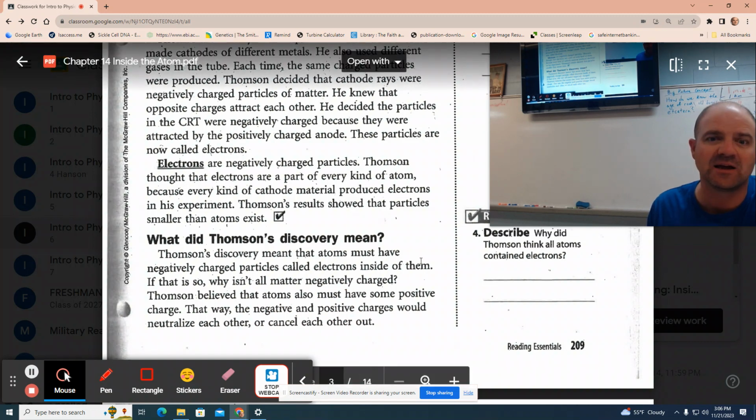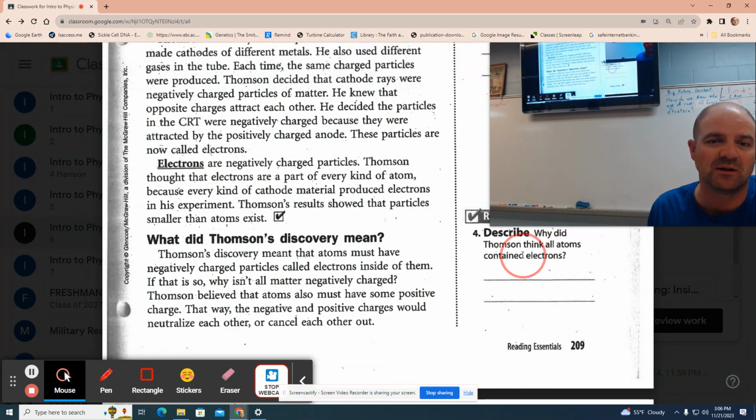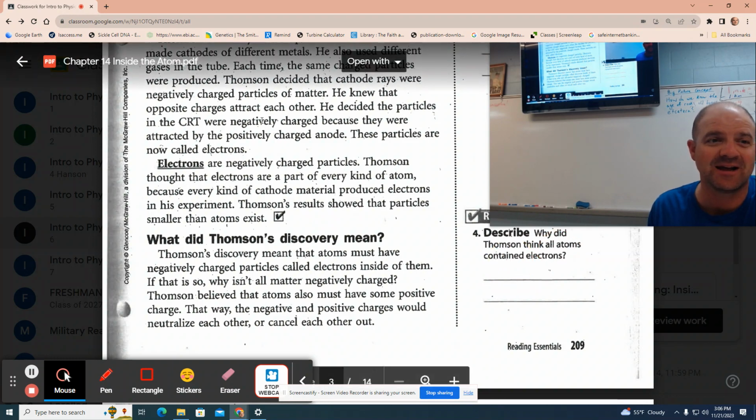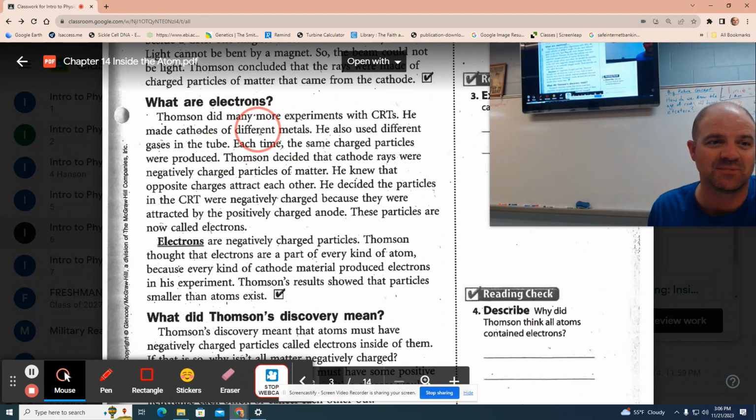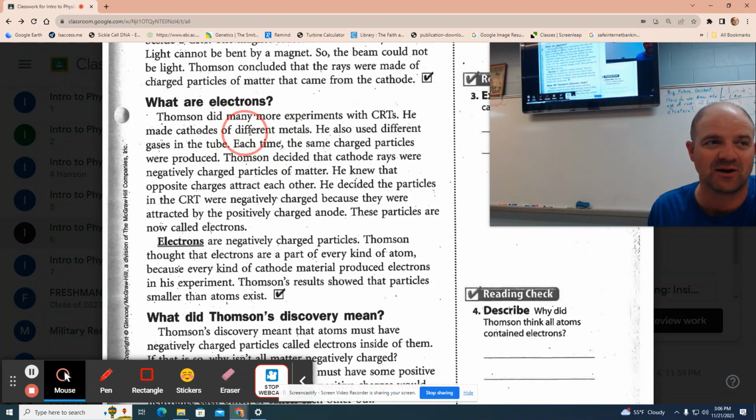Describe, number 4 on the side: why did Thomson think all atoms contained electrons? Because he tried a bunch of different materials, and no matter what he tried, they kept releasing those negatively charged particles. So if everything he tries keeps on doing it, it stands to reason that all atoms have them.